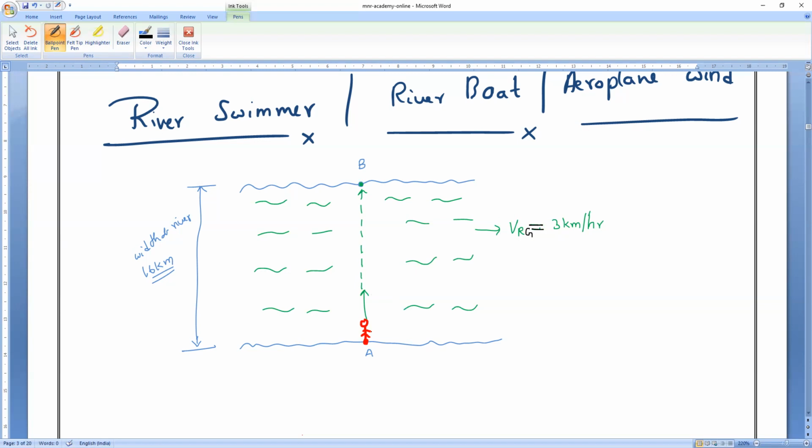Now, Mr. Pradosh is swimming. Velocity of a person, or you can take a swimmer. Yes, I'm taking it as swimmer. Now he is swimming in the river, so his velocity will be with respect to the ground or the river? River. So with respect to the river, he is swimming at 4 kilometers per hour. Do you all understand?